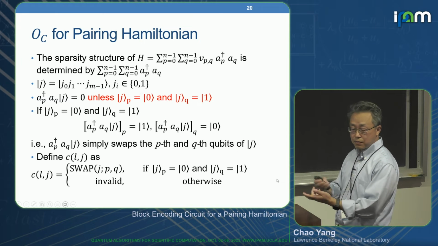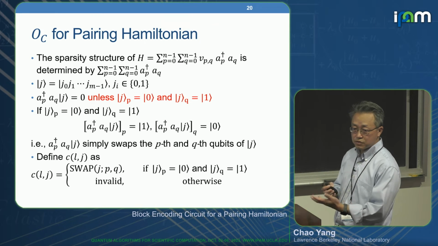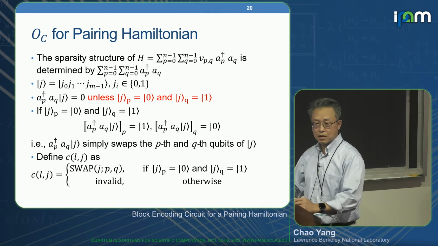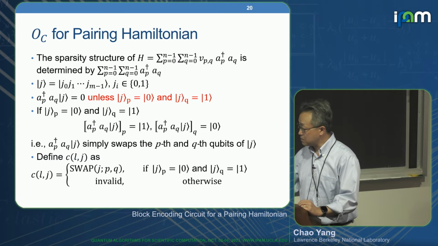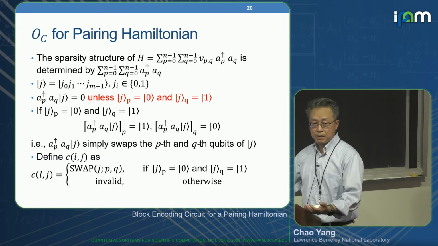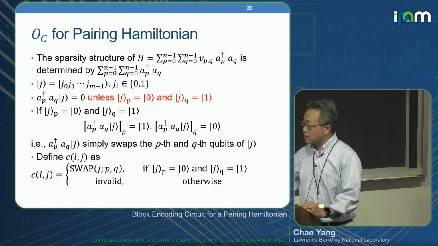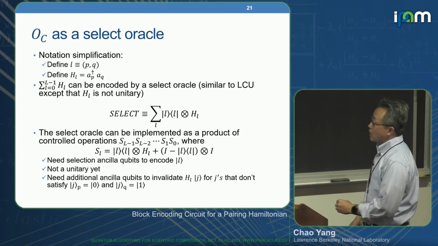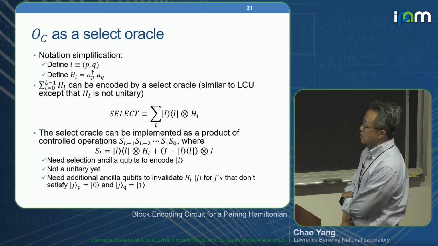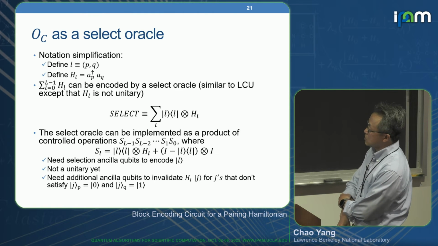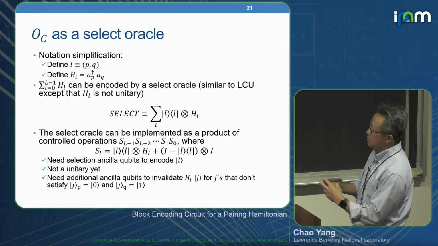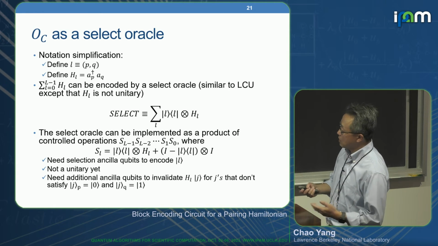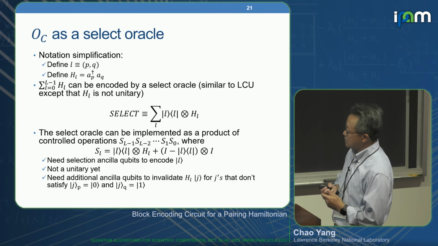Okay, and the swap operation is obviously a unitary operation, except that you have this condition which you have to implement through some control. So that means you can implement that as control swaps. Okay. So how do we do that? Let's define some notation to simplify things. I'm going to define the PQ pair by just L, and then HL is basically AP dagger AQ.